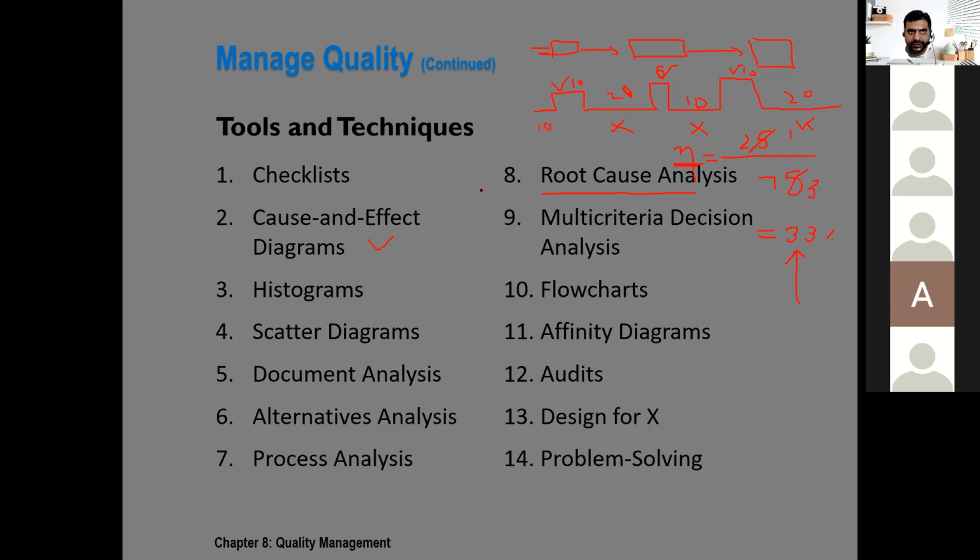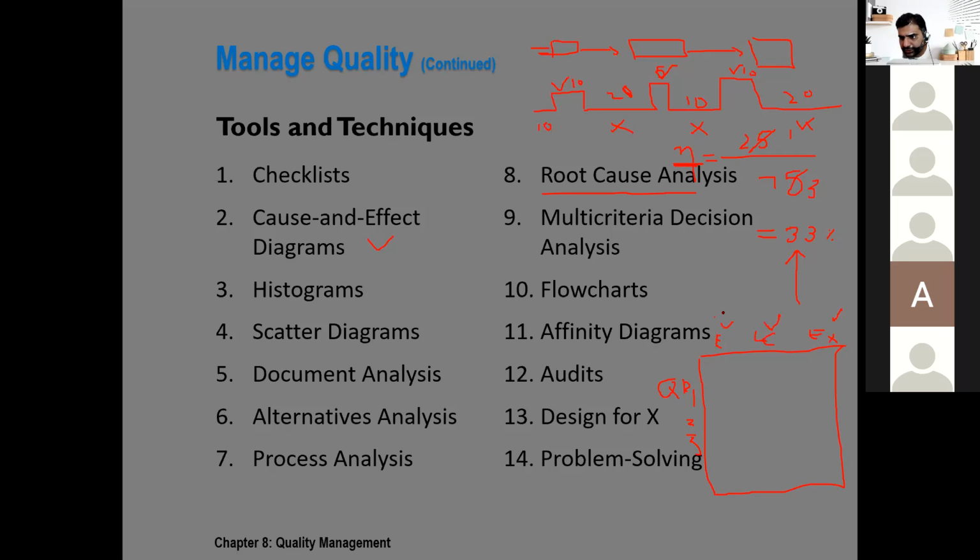Multi-criteria decision analysis. This is a technique of decision making where you make the decision based on criteria. You set criteria, for example, regarding quality requirements: quality requirement 1, 2, 3. And then, on the other side, you set criteria, for example, easy to implement, less costly, expertise available, and then you talk about its weightage.